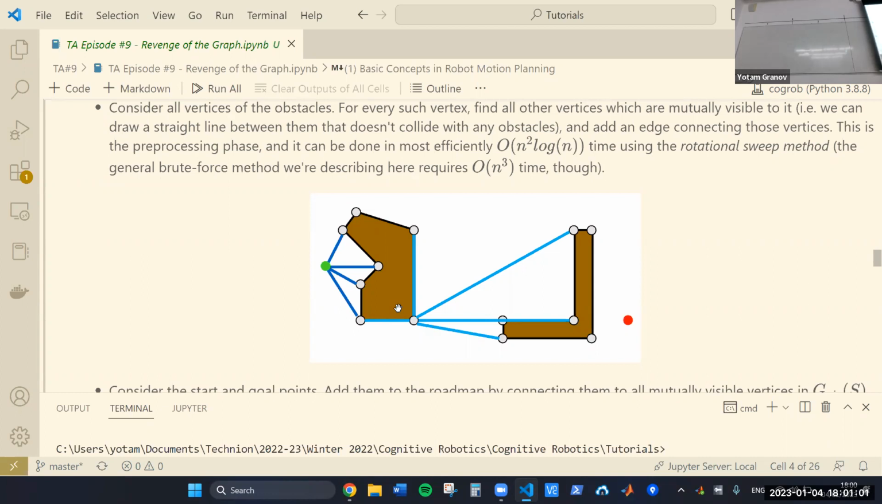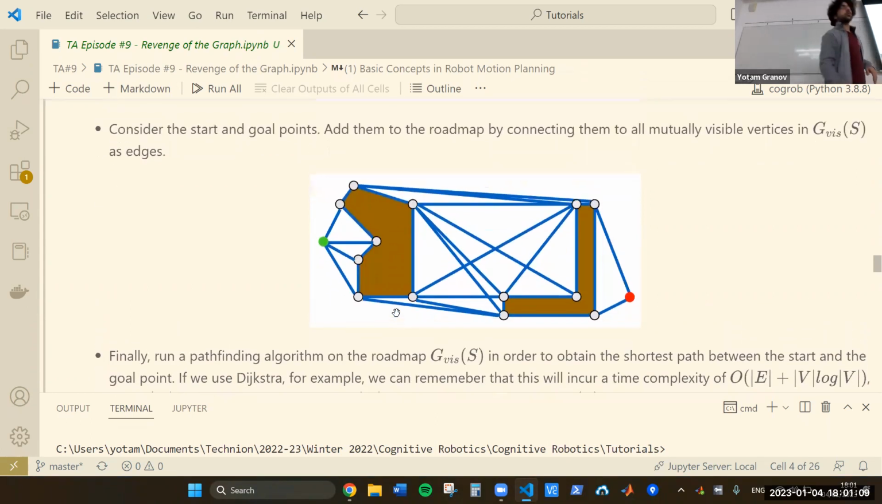Once I do this for every single set of vertices of all the obstacles in the C space, what I'm going to get is a nice little graph. With this graph at hand, I can then consider looking at the start and the goal point. I'll add them as well with the same method. I'll look for the goal node.